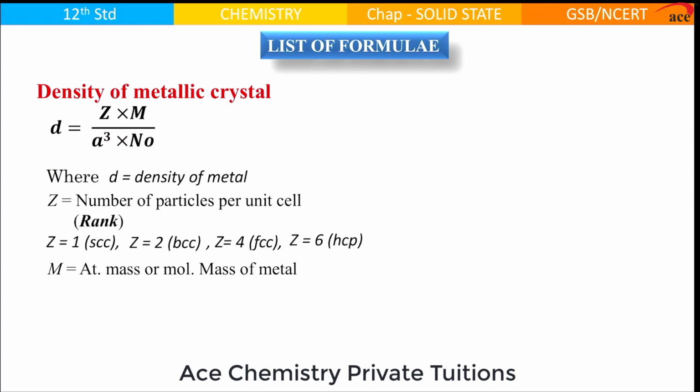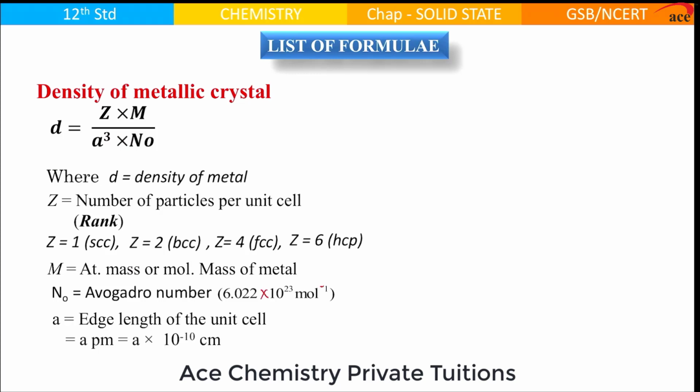For a metal, atomic mass and molecular mass are the same because atomicity is 1. N0 or Na is the Avogadro number, which is 6.022 into 10 to the power 23 mole inverse. a stands for edge length. Usually edge length will be given in picometer, and if you convert this into centimeter, it is 10 to the power minus 10 centimeter. Coming to the next one, what is a cube?